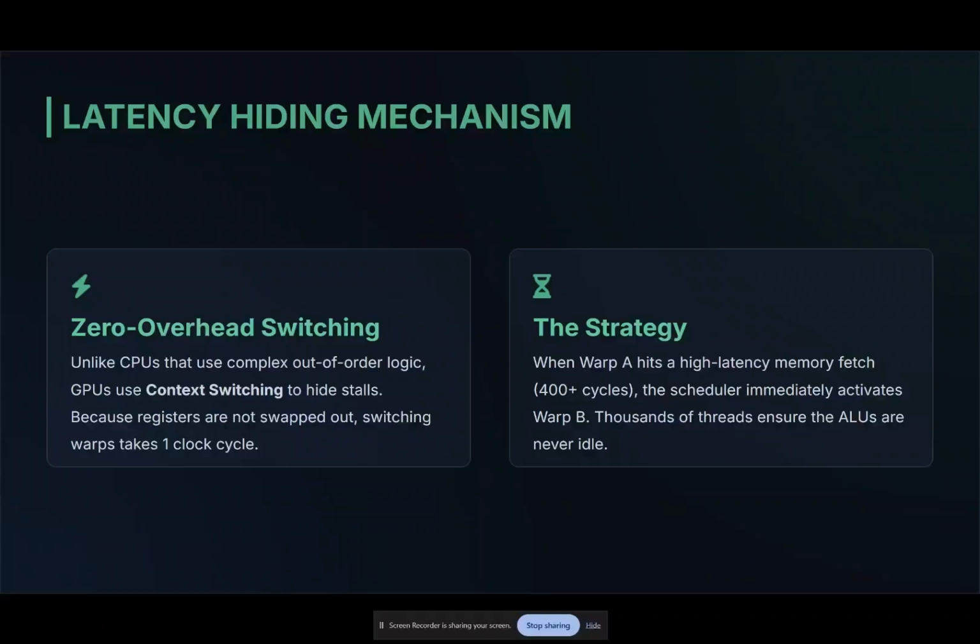This is also why CUDA's kernels are launched with thousands of threads, not just for parallelism, but to always have enough warps running to keep the hardware busy while others are waiting.